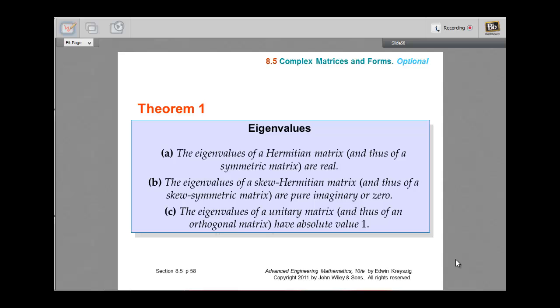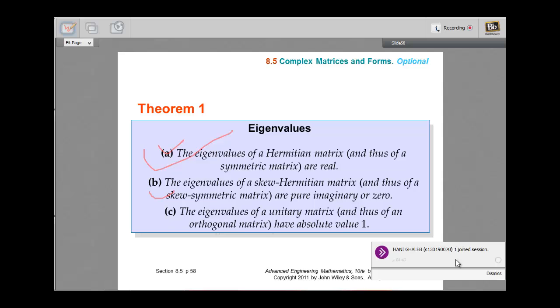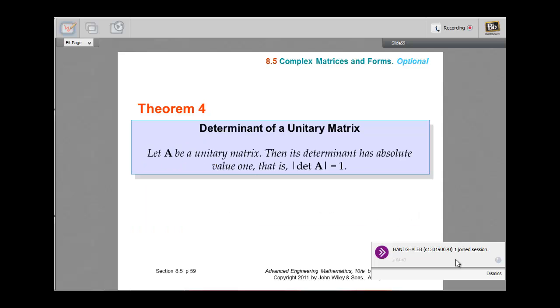Theorem: the eigenvalues of a Hermitian matrix, and thus of a symmetric matrix, are real. I gave one example in my physics class where we see that the eigenvalues of the Hermitian matrix are real. That question is related to this theorem. The next theorem: the eigenvalues of a skew Hermitian matrix, and thus of a skew symmetric matrix, are pure imaginary. Similarly, the eigenvalues of a unitary matrix, and thus of an orthogonal matrix, have absolute value 1. There are some definitions here that you will memorize.